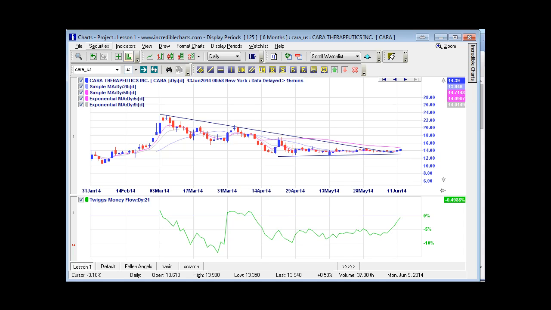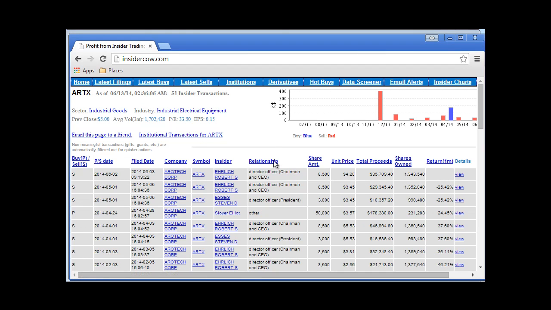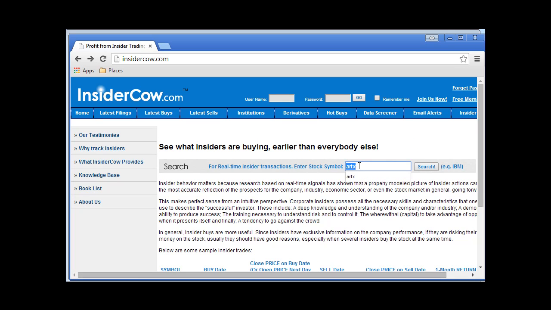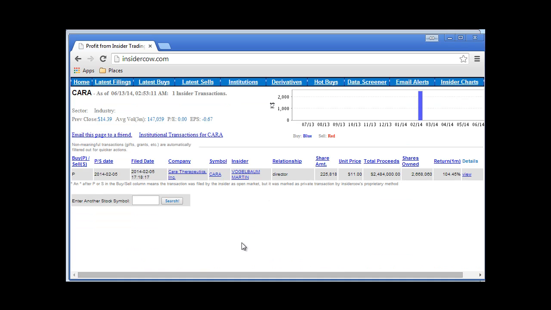So when we're looking at money flow and what the smart money is doing, I thought it a reasonably good idea to, of course, look at what the insiders were doing. Now, if you go into the Insider Cow, which is the site I like to use, you can look up CARA, and you'll notice that the only insider transaction is actually a fairly sizable purchase from the director, Mr. Martin Vogelbaum, on the 5th of February at $11, putting close to $2.5 million into the company.